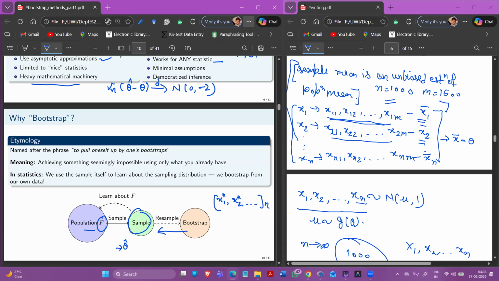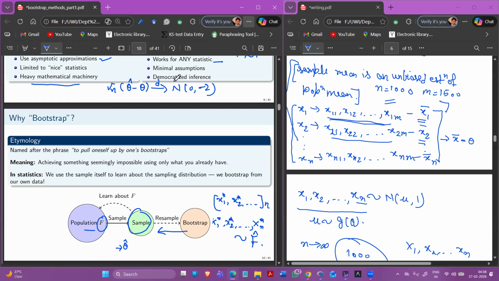And we assume here that x1 star, x2 star, up to xn star follow the empirical CDF, F cap. This is the empirical CDF. All right. So for each bootstrap sample, we compute the theta cap.